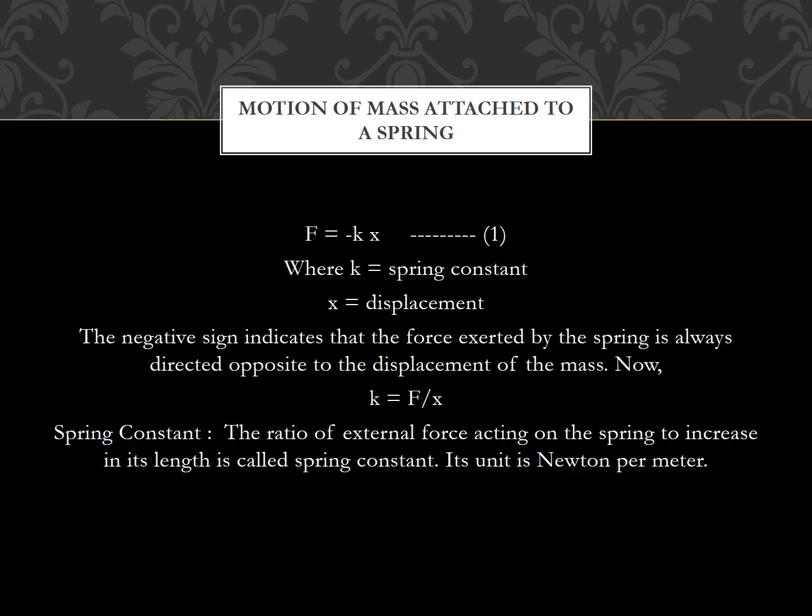Now we know from Hooke's law that F is equal to minus kx, where k is known as the spring constant and x is the displacement covered by the mass m. The negative sign indicates that the force exerted by the spring is always directed opposite to the displacement of the mass. We can find the value of the spring constant, that is k is equal to F by x. The spring constant is the ratio of the external force acting on the spring to the increase in its length, and its unit is Newton per meter.